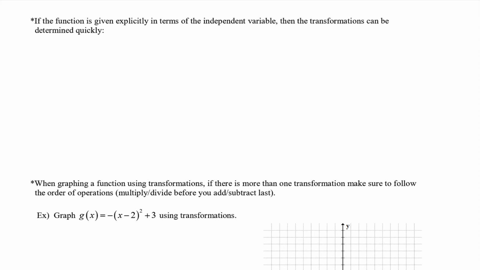So, a little shortcut, a little way to keep these straight, because 10 sounds like a lot, but it's actually not that bad if you look for some patterns and clump it all together. If the function is given explicitly in terms of the independent variable, then the transformations can be determined quickly. So if your parent function y is given exclusively as a function of x, so you've got y equals and then a bunch of stuff with x, then you can clump these together.